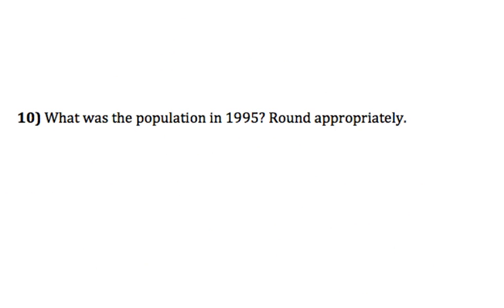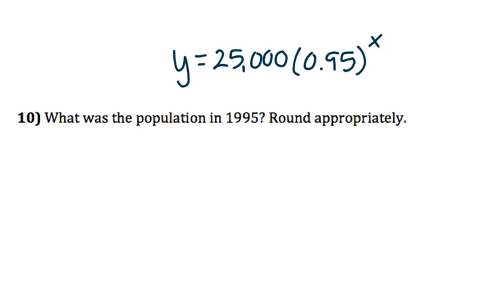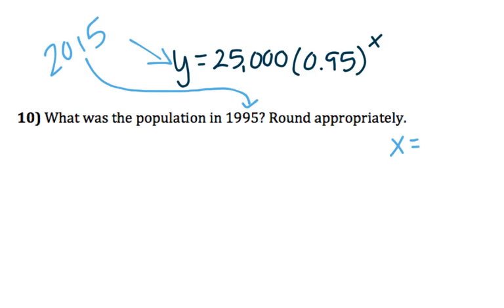Number 10. What was the population in 1995? Round appropriately. Our equation to represent the declining population of Jamesville is y equals 25,000 times 0.95 raised to the xth power. But this equation was written to start at the time 2015. And we want to know the population in 1995. Well, that means we have to go back in time 20 years. So x, the difference between these two, is 20. But since we're going back in time, we're going to make it a negative 20.